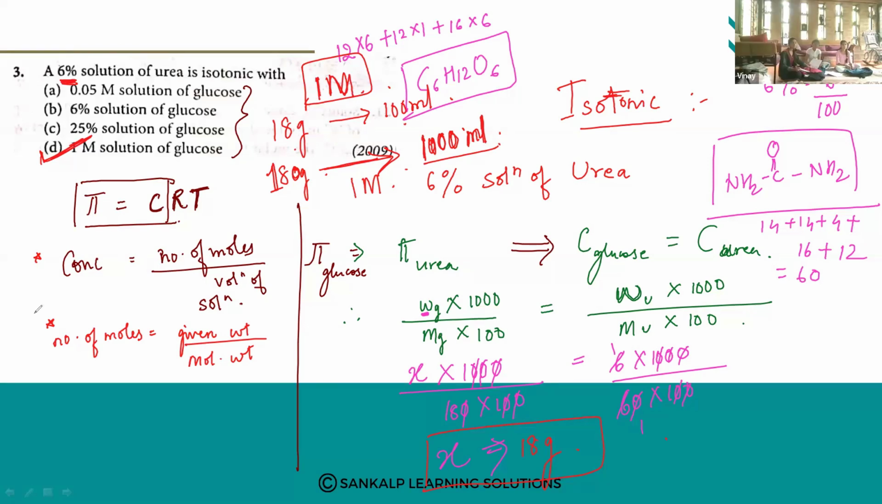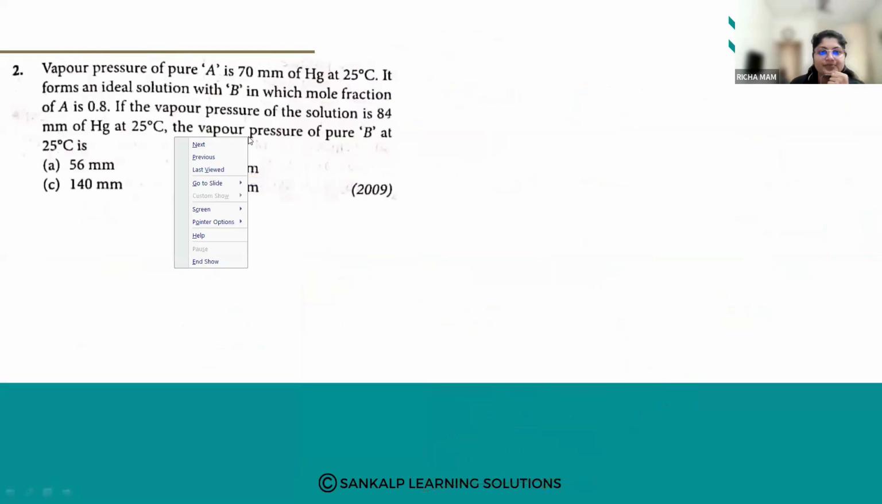Is it clear? So these things you have to remember: how to calculate concentration. See, they have given only that the solutions are isotonic. These other things are not mentioned, but you have to use all of them. Concentration comes in, then number of moles, then you need to know how to calculate the molecular mass of urea and of glucose. Okay, let us go to the next one.